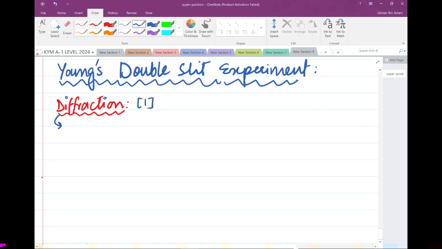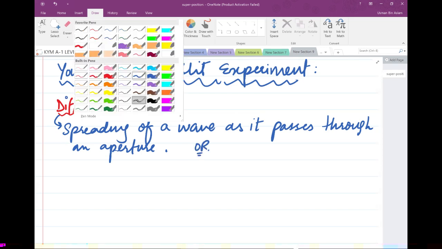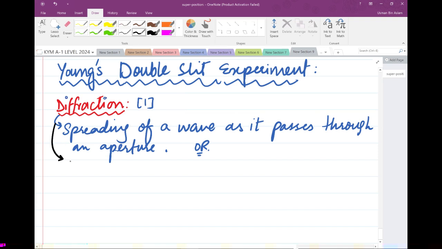If we need to define it for 1 mark, we will say it is the spreading of a wave as it passes through an aperture. Aperture is an opening. Or I can write another definition for it, that is bending of a wave around an obstacle.